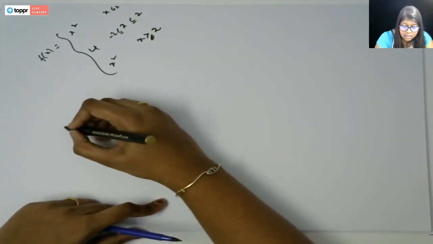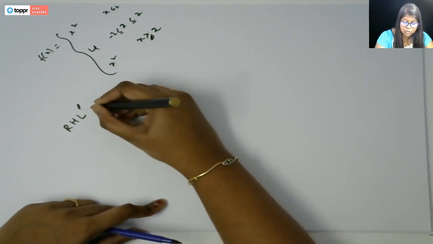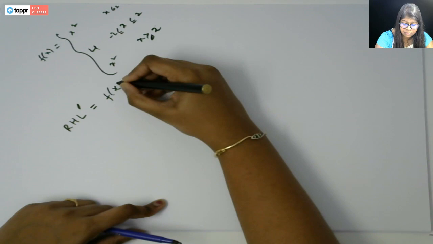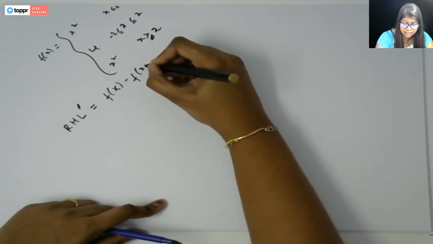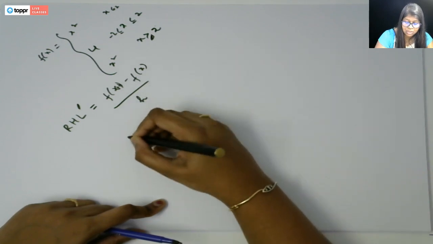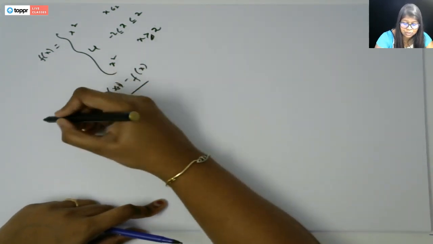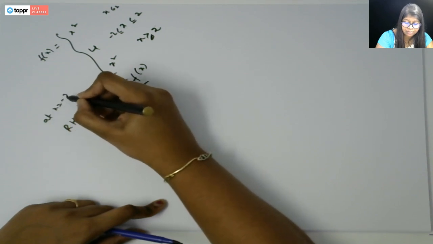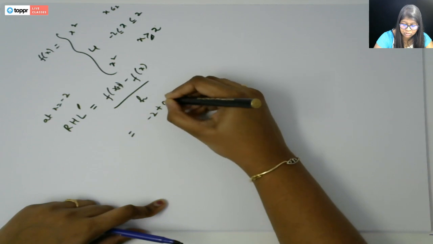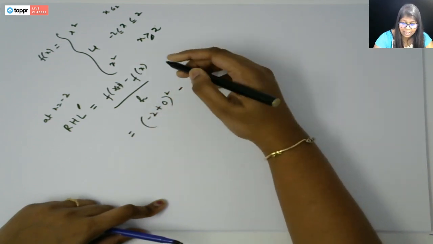How do you find the RHL differentiable function? It is nothing but f of x plus h minus f of x by h. At x is equal to -2 is what we'll first try to find out. So it's nothing but (-2 + 0)² minus f of -2.